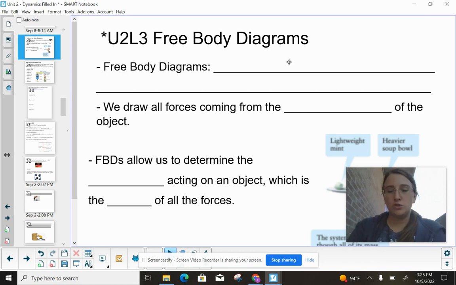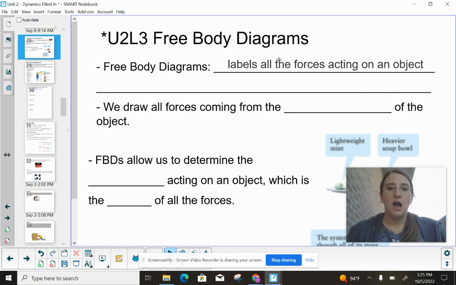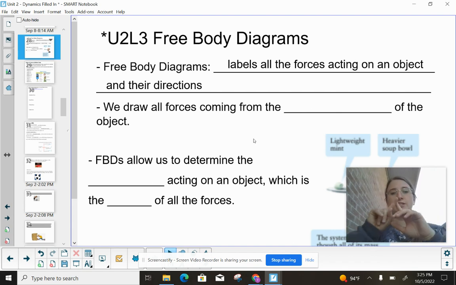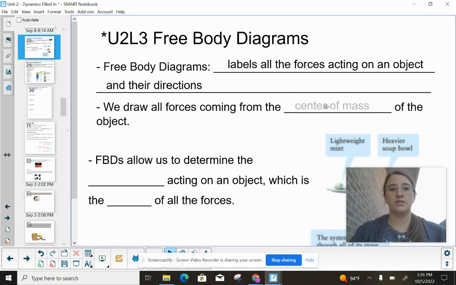Okay, so U2L3. When we start talking about forces, it can get very confusing because they're all coming from different directions. So we draw what are called free body diagrams, or FBDs. These label all the forces acting on an object and the directions of them. These are different though, we're not drawing vectors tip to tail. This is a different thing where we draw all the forces coming from the center of mass of the object, and I'll clarify that later in class.